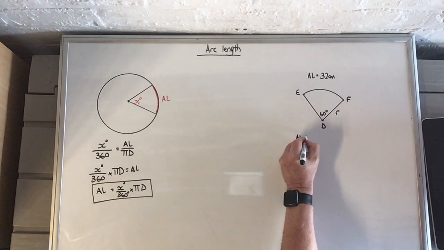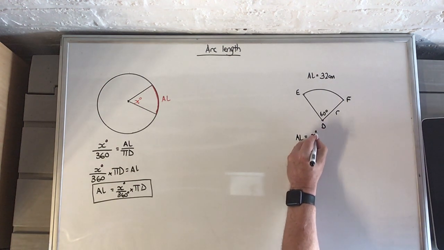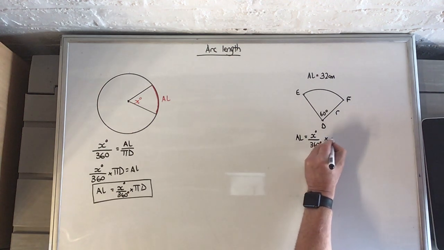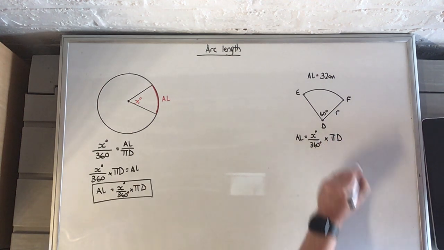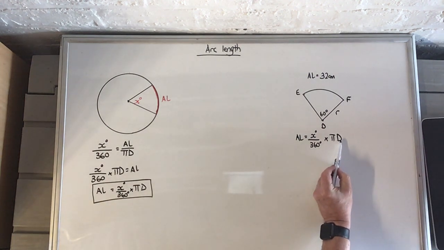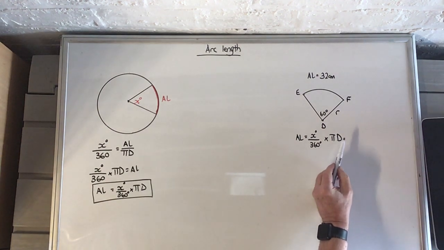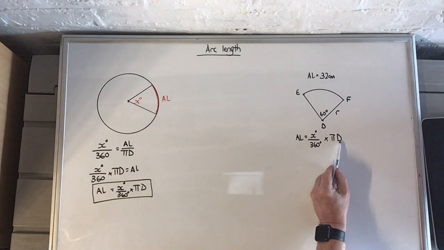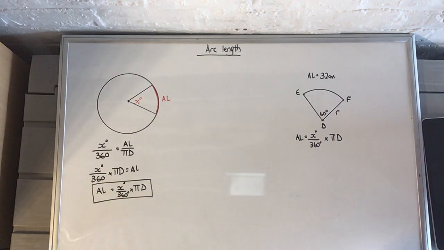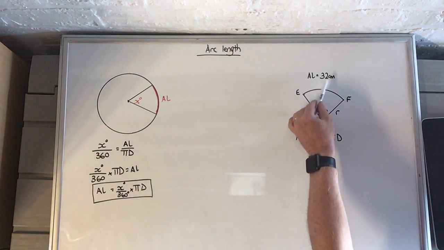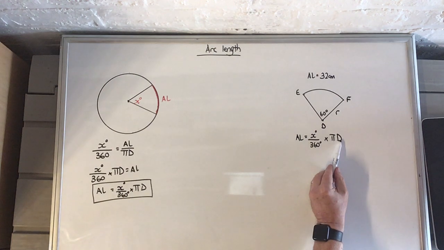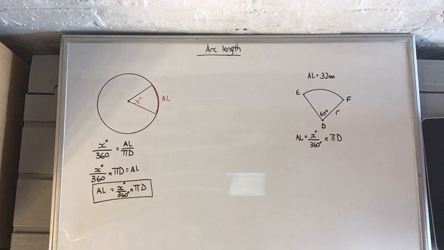Well, write down my formula. Arc length is angle at the centre over 360 times pi d. Now hopefully you'll know that the diameter is twice the radius, so if we work out the diameter and then we just half it, then we find the radius. So we know the arc length, we're told it in the question, 32, angle at the centre 60, so we can work out d, the diameter.